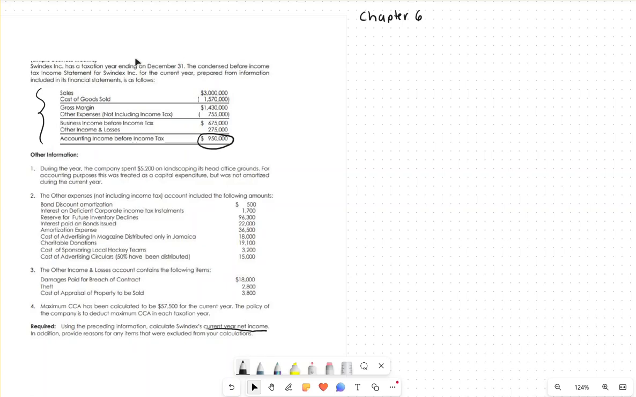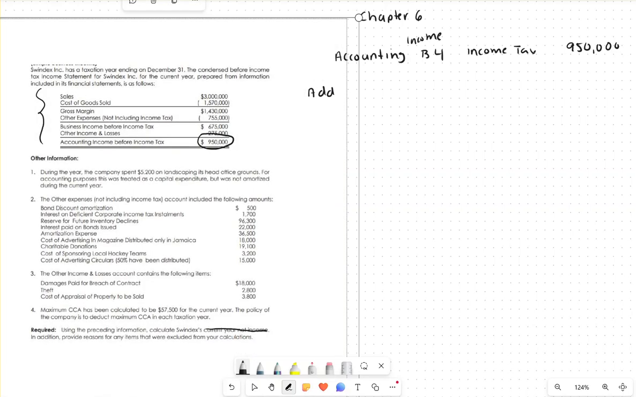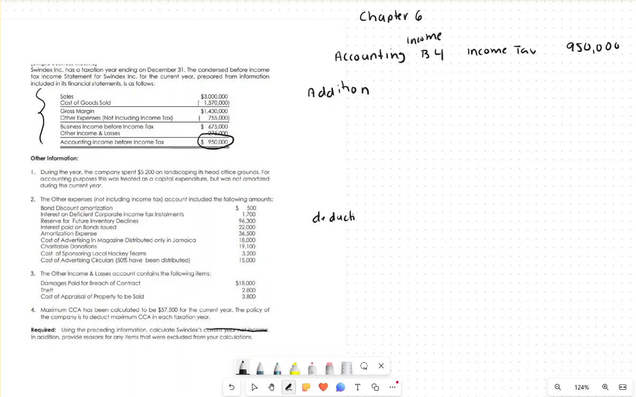So the first thing we're going to start off with is accounting income for tax purposes. Accounting income before taxes, accounting income before income tax. And the number that we are starting off with is 950,000. That's the income we're starting off with. We're going to do additions, and we're going to do deductions. These are the two things that we are going to be doing.